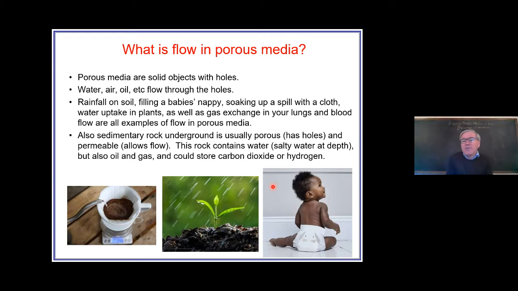The third type of example, and one that probably as a discipline has received the most interest historically, is sedimentary rock underground, which is also normally porous and permeable. And that rock can contain fresh water. In fact, the main source of fresh water on the planet is not in rivers and reservoirs, but actually underground in porous rock. At depth, that water becomes salty, but it will also contain oil and gas resources and can also be used as a store for carbon dioxide or hydrogen. And of course, this is where we are heading in today's presentation.